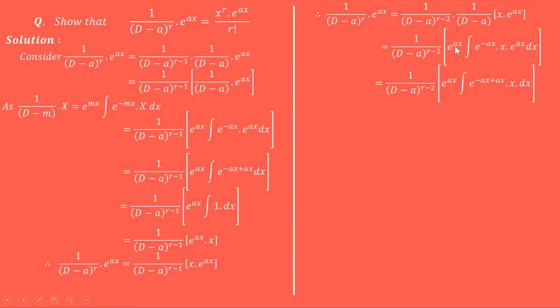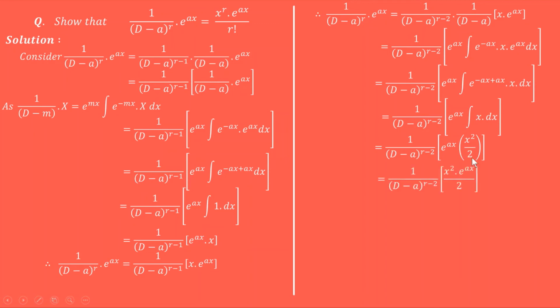So this is equal to this e^(ax) as it is, this x also as it is. Take the product of e^(-ax) into e^(ax), base is same, and so we get e^(-ax+ax) into x dx. So this will become e^0, that is 1. So this is 1 into x, means integration x dx only. Now find out integration of x, which is x square upon 2. So this is equal to 1/(D-a)^(r-2) into e^(ax) x square upon 2. So this is equal to 1/(D-a)^(r-2) x square e^(ax) upon 2.